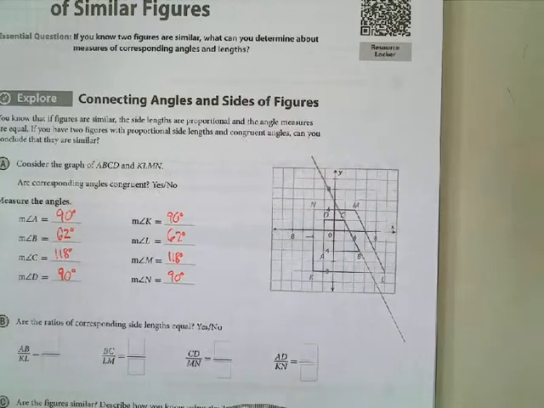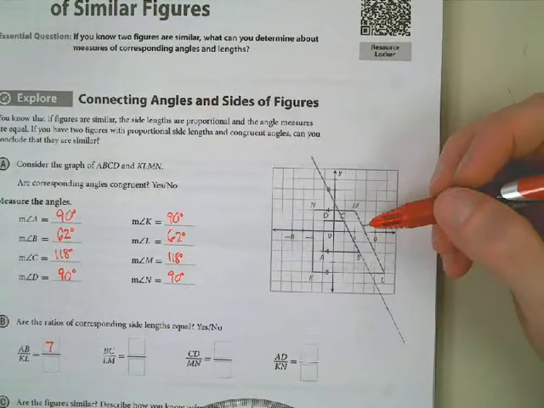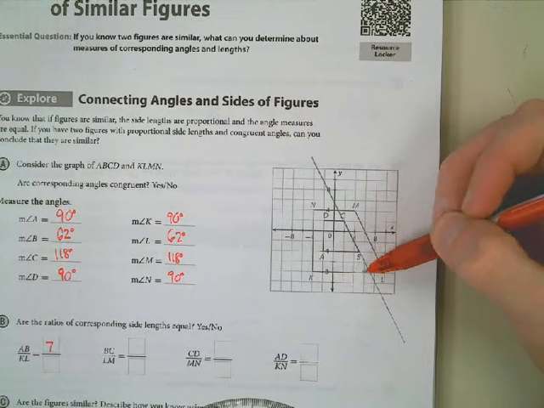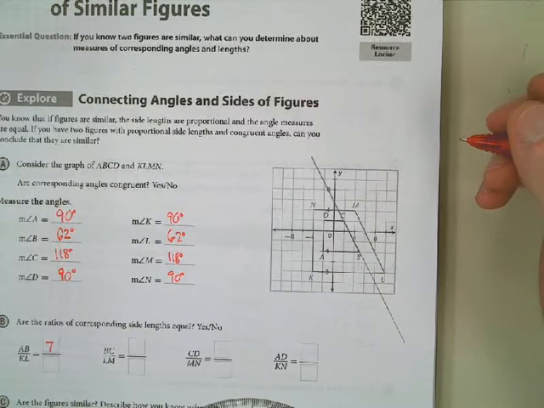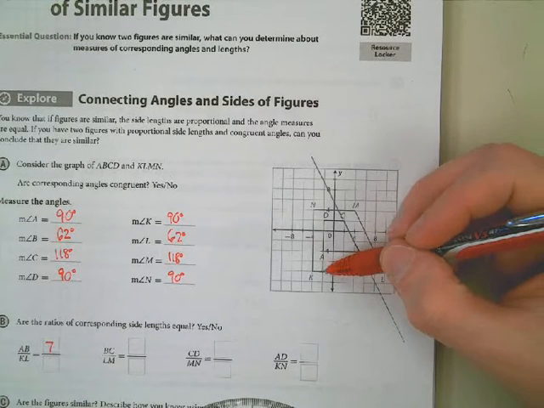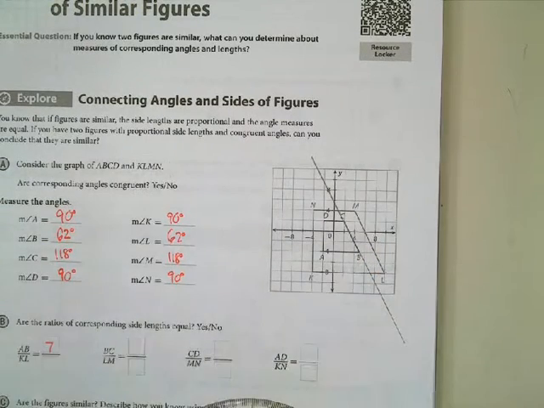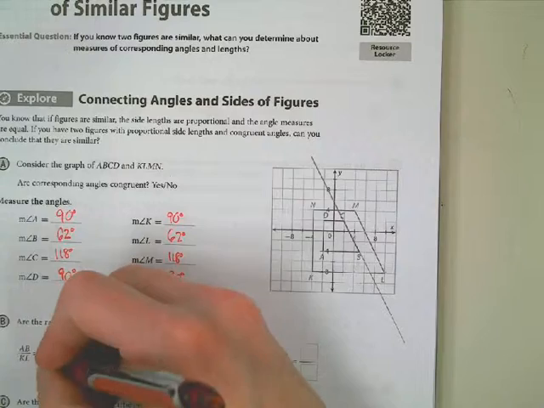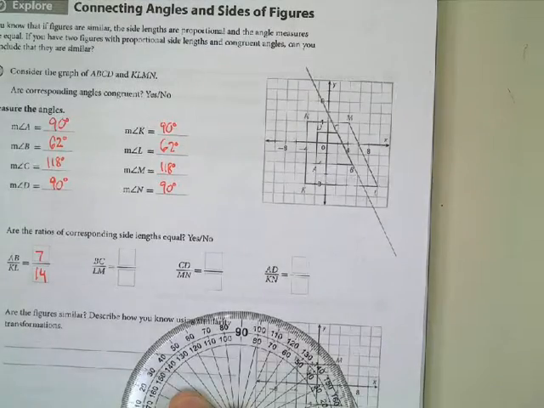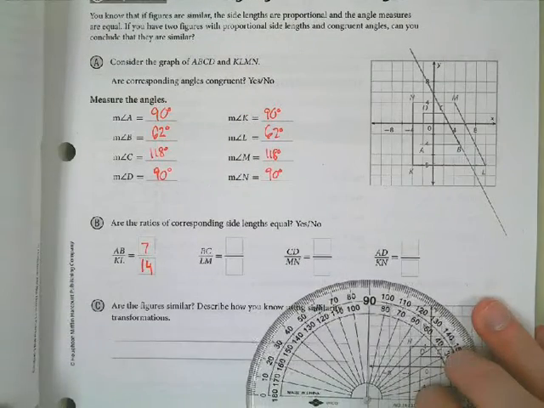So AB is going to be 7, and then what about KL then, Julia? I counted 7 boxes. 1, 2, 3, 4, 5, 6, 7. So that would be then what? 14. There you go, 14. Okay? 7 over 14. Now, Julia, that simplifies, doesn't it? 7 over 14, that simplifies to what? Yeah, 1/2. Okay, good to know.